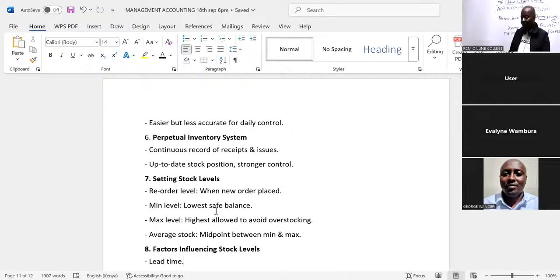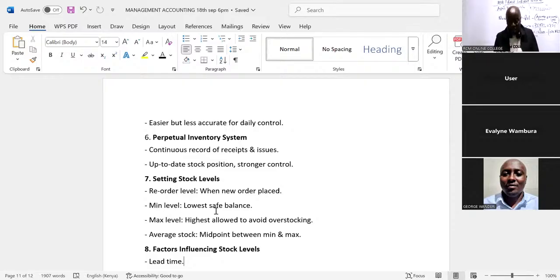And then we have the minimum level. Perhaps if our reorder level is say 3,000 units, at 3,000 units we make an order. When you have made an order, production is still continuing. We are still eating into this 3,000. You reach a level which will now be the danger zone. Perhaps your danger zone would be like 1,000 units. That is the minimum stock level. So the minimum stock level is the danger level.